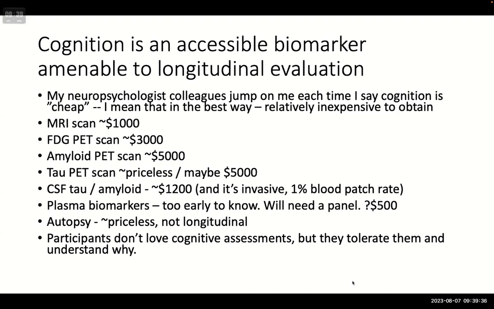And we'll certainly need a panel. I don't think we'll be able to have one plasma biomarker that's the holy grail to understand what's going on in the brain. It's going to be much more complicated than that. So it's going to take a panel, and probably that's going to be hundreds of dollars.